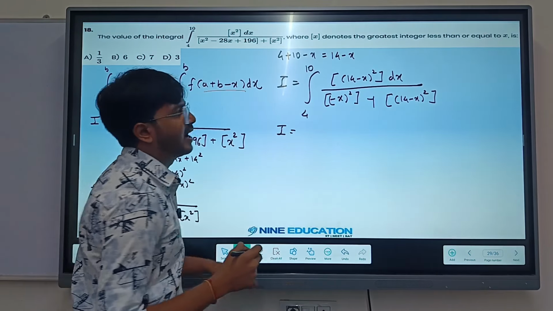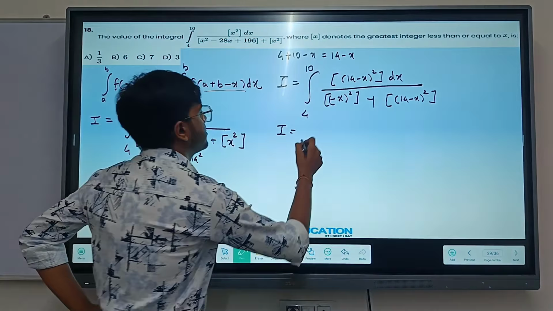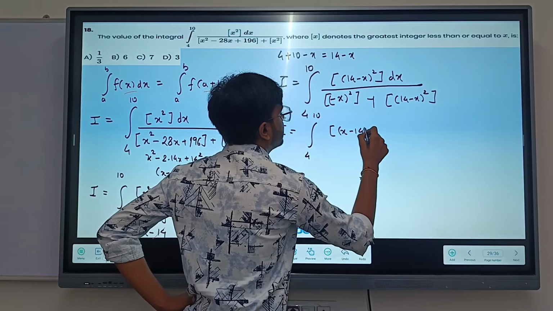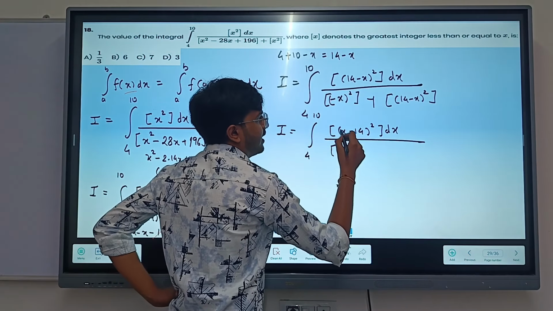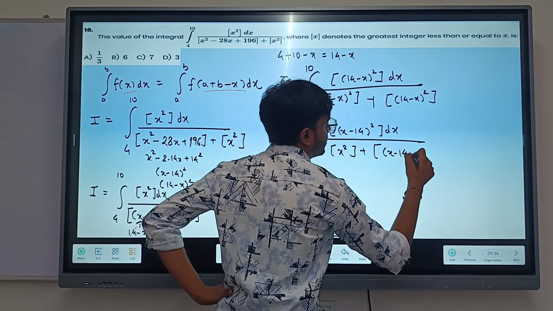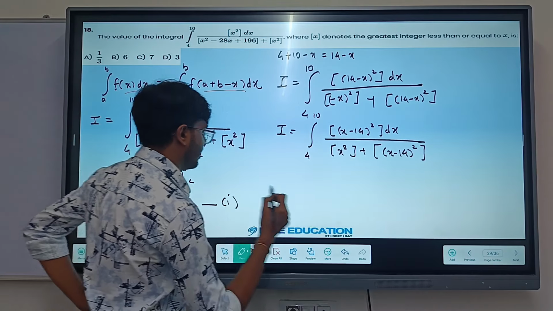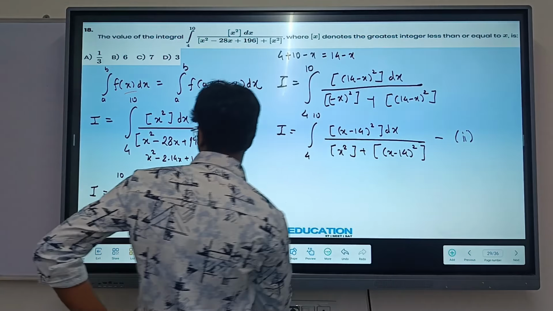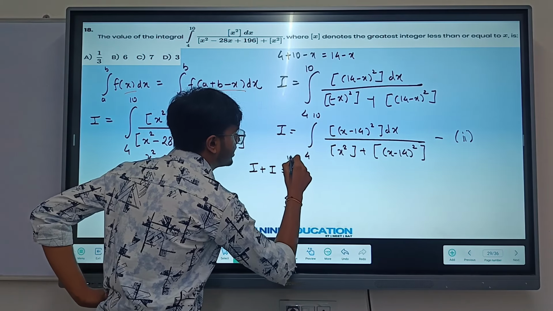I would be equal to the integral from 4 to 10 of the greatest integer of (14 minus x) whole square, which is the same as (x minus 14) whole square, dx, divided by the greatest integer of x square plus the greatest integer of (x minus 14) whole square. This is our integral 1, and this is integral 2. What will I do? I'll add both of them. Why will I add both of them? I plus I equals the integral from 4 to 10.